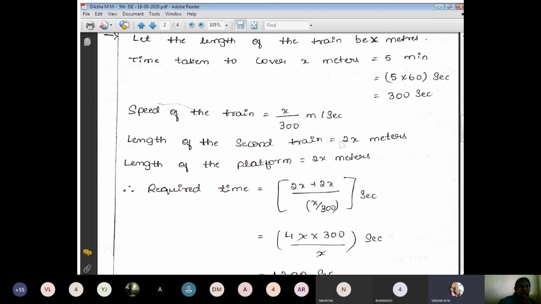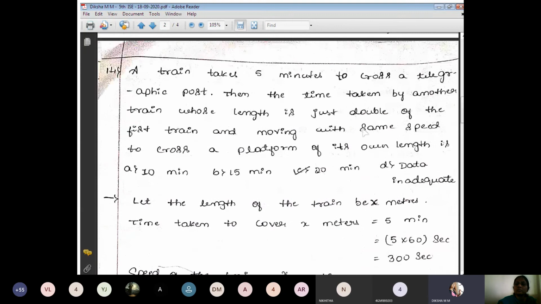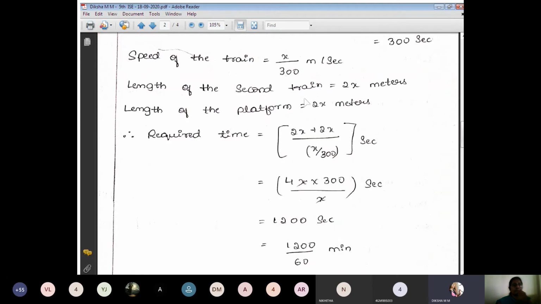And the length of the platform, they also specify in the question. The length of the platform is the same as the length of the train. So the length of the platform is equal to 2x meters. So the length of the platform is the same as the length of the second train. Yes, ma'am.